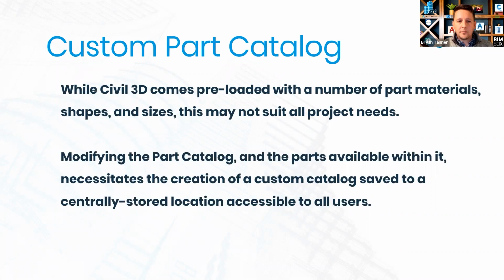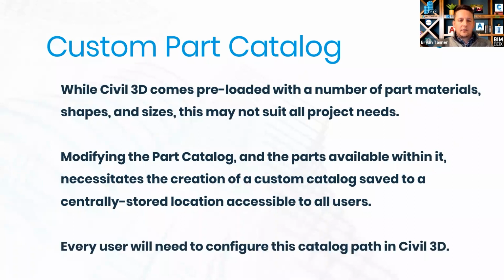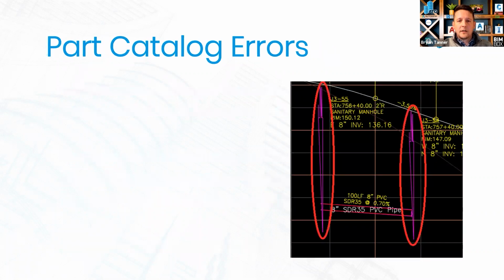As soon as one person within your organization creates a custom part, that part catalog and that specific part needs to be included in a new part catalog location saved to the server, accessible to all users, and then every person's workstation, specifically their version of Civil 3D, needs to be connected to that part catalog. And we'll get into that in a little bit during the demonstration. So every user will need to configure that catalog path. If not, then you run into errors.